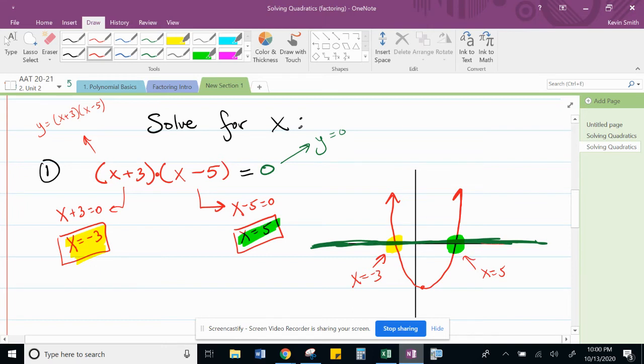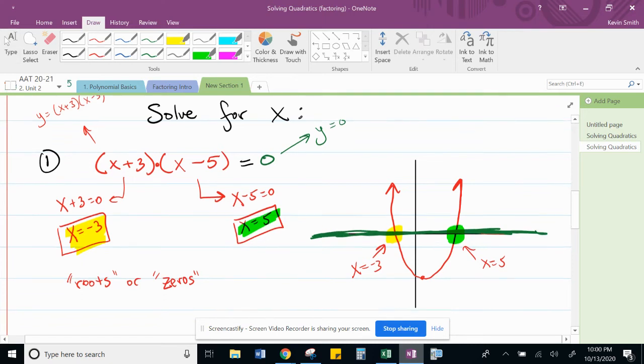So these have a lot of different names. Sometimes teachers call these the roots, or you could hear them called zeros. They are called roots or zeros. There's a whole different bunch of names, or they could just be the answers to the problem. It is finding where this equation is equal to 0.